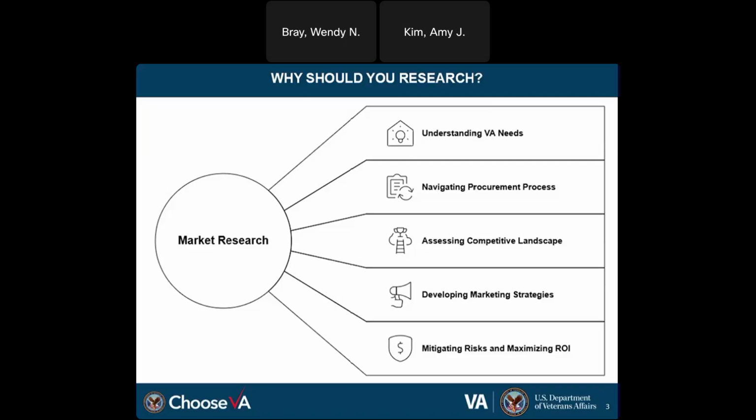Also, it provides the insights necessary to understand the VA's needs. It also aids you, the small business owner, or whatever your position has been designated at the company, whomever is on the call today, in navigating procurement processes, also assessing the competitive landscape, also developing effective marketing and sales strategies, and ultimately also mitigating risk to maximize your return on investment.